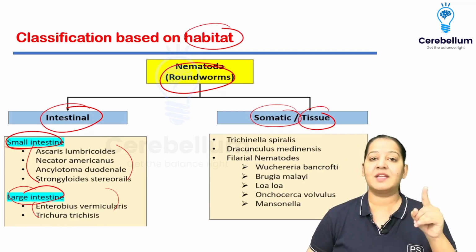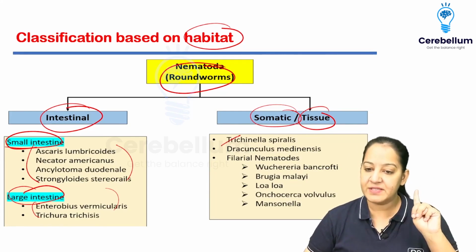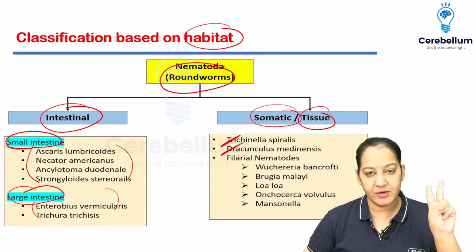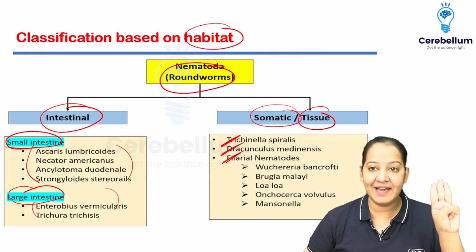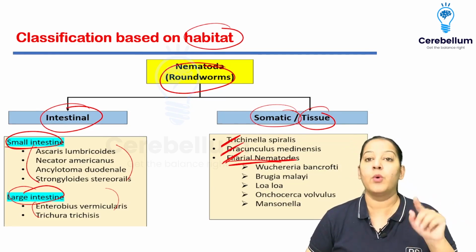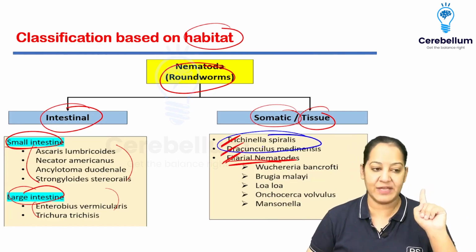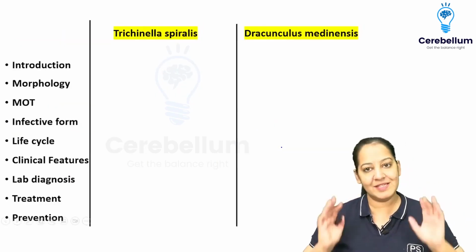Now coming to the tissue or somatic nematodes. In the tissue or somatic nematodes, 3 important parasites are there. The first is Trichinella spiralis, then D. medinensis, and filarial nematodes. Filarial nematodes are covered in a separate video. In this session, I am going to cover these 2 in detail, that is Trichinella spiralis and D. medinensis.